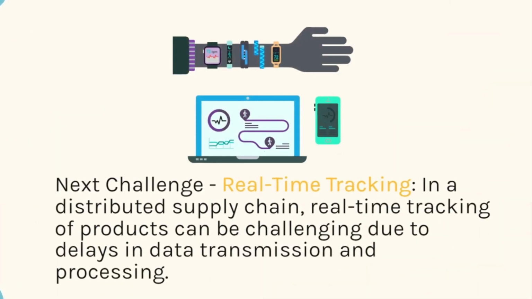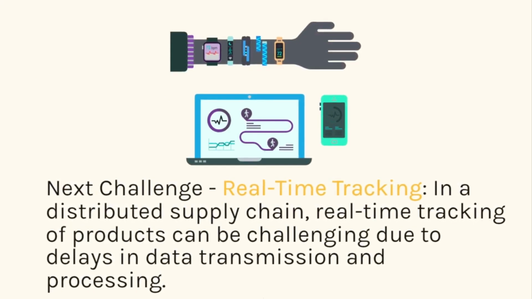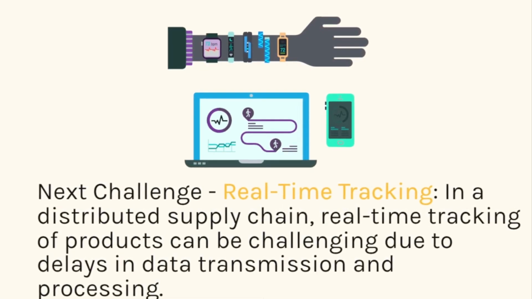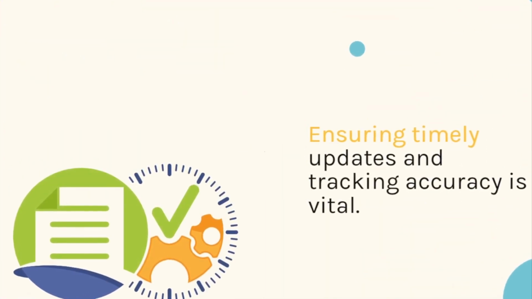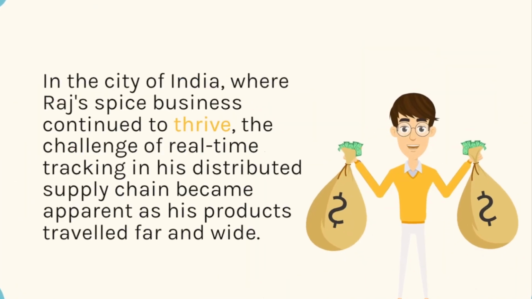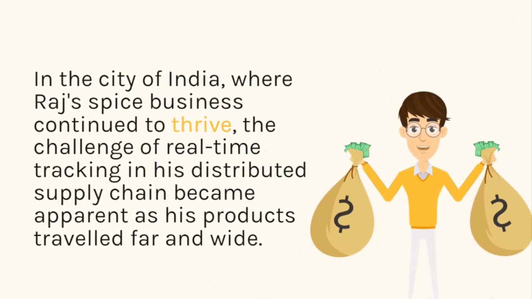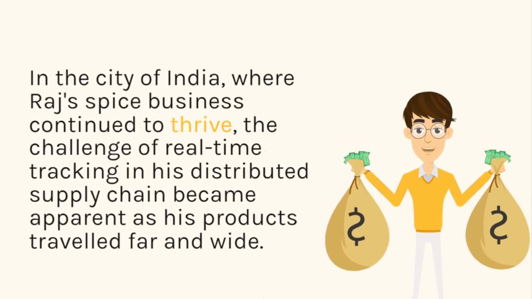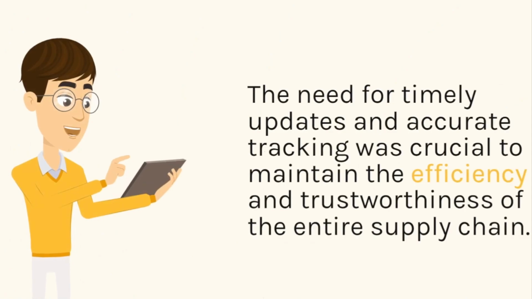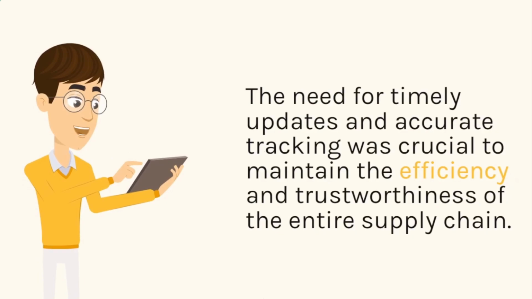Next challenge, real-time tracking. In a distributed supply chain, real-time tracking of products can be challenging due to delays in data transmission and processing. Ensuring timely updates and tracking accuracy is vital. In the city of India, where Raj's spice business continued to thrive, the challenge of real-time tracking in his distributed supply chain became apparent as his products traveled far and wide. The need for timely updates and accurate tracking was crucial to maintain the efficiency and trustworthiness of the entire supply chain.